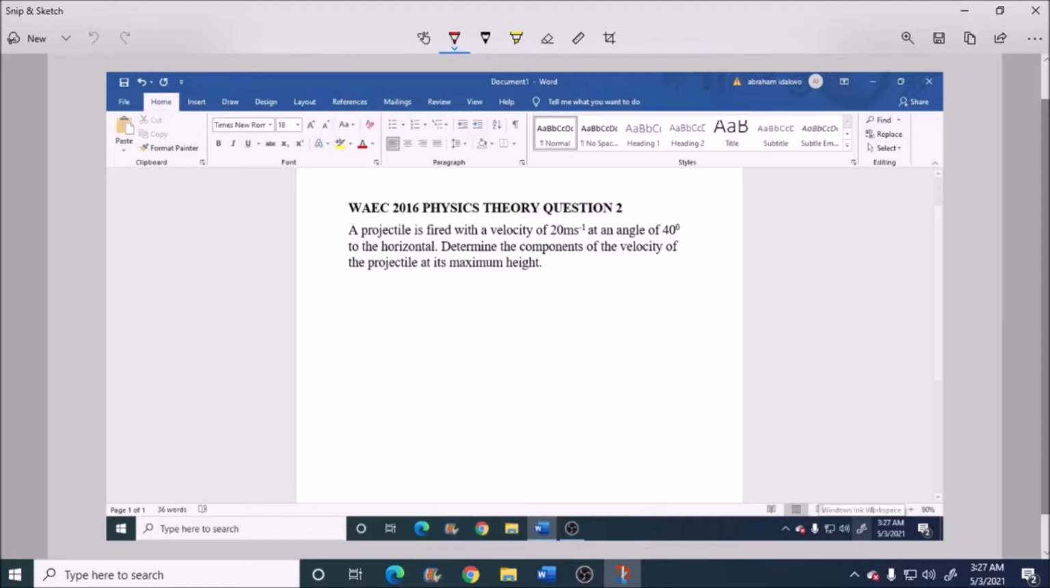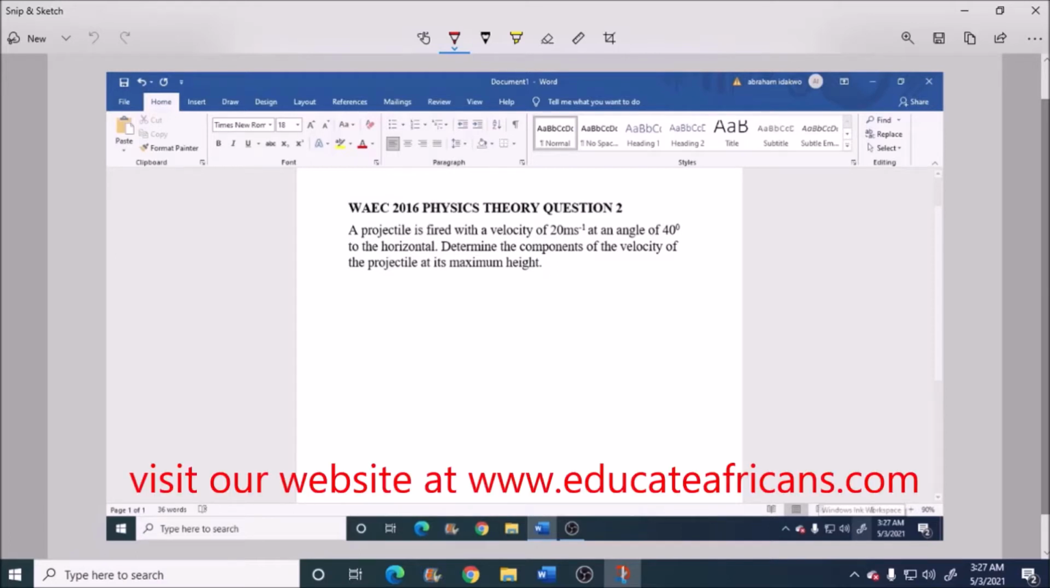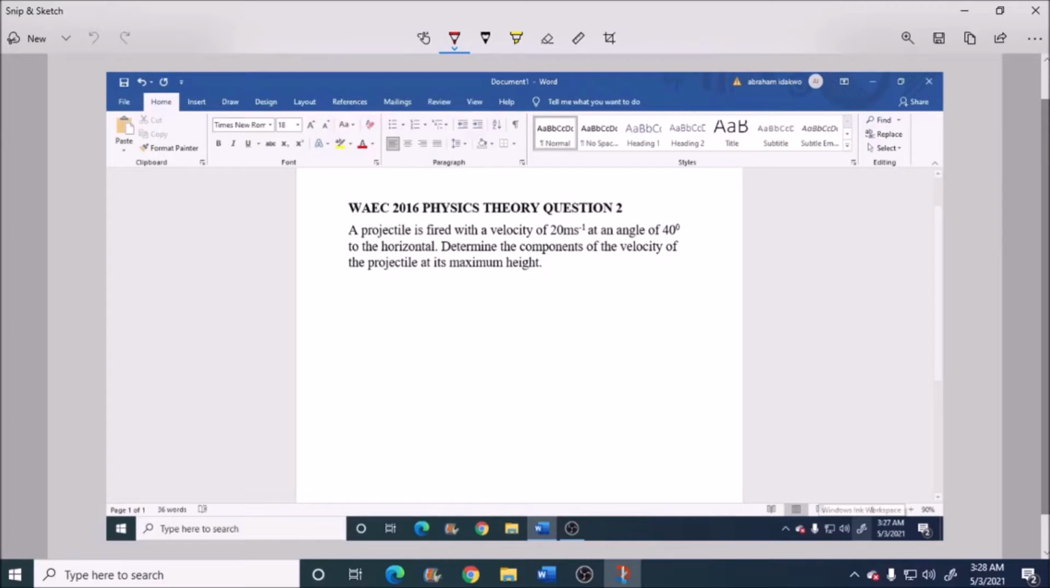A projectile is fired with a velocity of 20 meters per second at an angle of 40 degrees to the horizontal. Determine the components of the velocity of the projectile at its maximum height. Alright, now there are two components of velocity at maximum height. We have velocity in the y direction and then the velocity in the x direction.